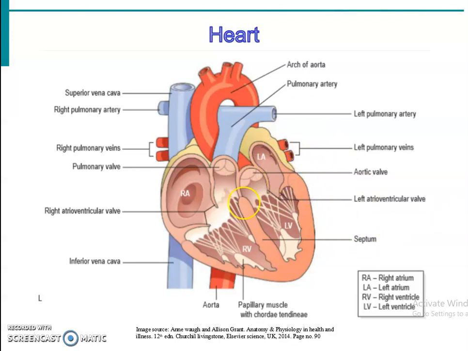Then once the left atrium contracts, the oxygenated blood enters into the left ventricle. See, the left ventricle is connected with the largest artery, which is called the aorta. Once it contracts, the oxygenated blood enters into the aorta, and this oxygenated blood reaches each and every organ of the human body.